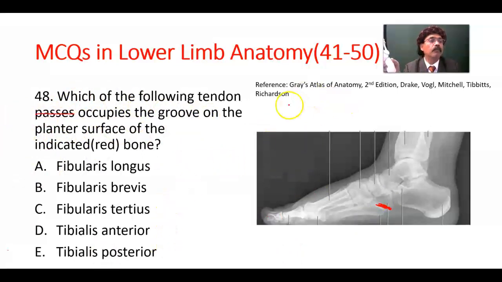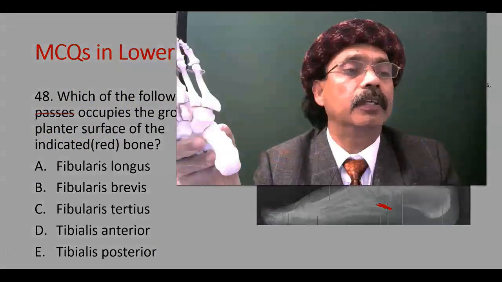If we make it a little larger, so this is the plantar surface. This is the cuboid bone. This is the groove. My finger is passing over the groove. Groove for what? Groove for the tendon of the fibularis longus, also called peroneus longus muscle, that will be inserted to the medial cuneiform and first metatarsal bone. So we got that.